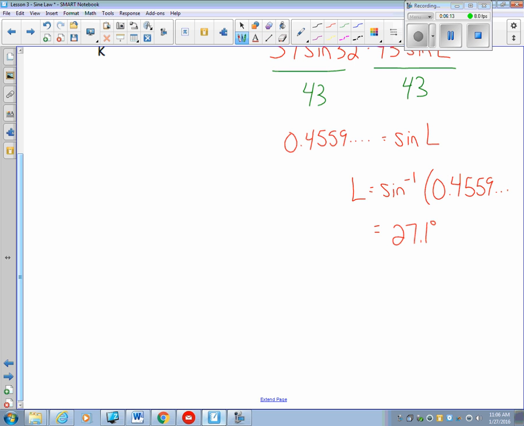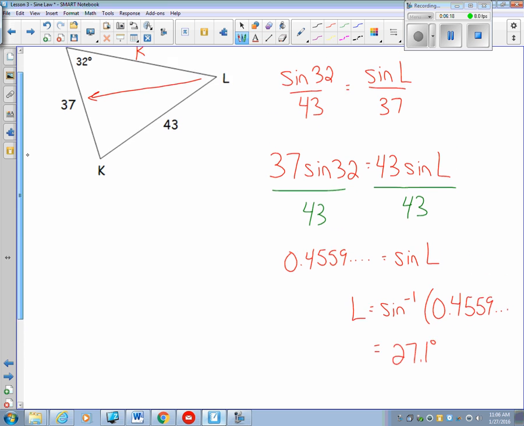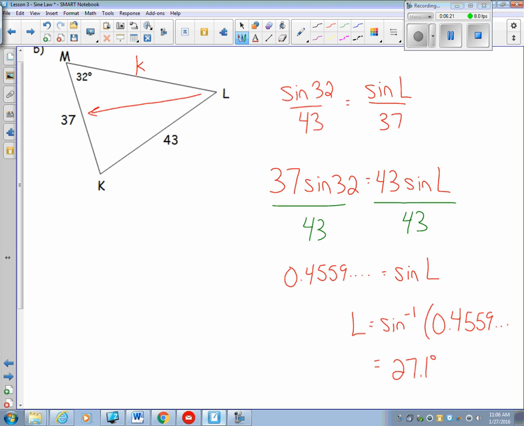That's the only other kind of question you can do with the sine law, finding a side or finding an angle. So we've got L, 27.1. Kind of handy. We'll put that into our diagram just so we know we found it, and you'll see why in just a second here. Because if I want to find K, we can go back to the idea that K has to be 180 minus the 32 minus the 27.1 we just found, and we'll end up with a K value of 120.9. Obviously, the diagram is not to scale there, so don't worry about that part. It's kind of helpful to put things back in your diagram after you've solved for them.